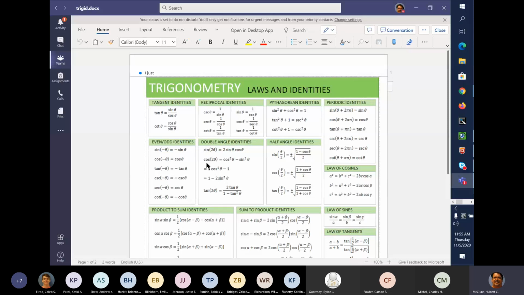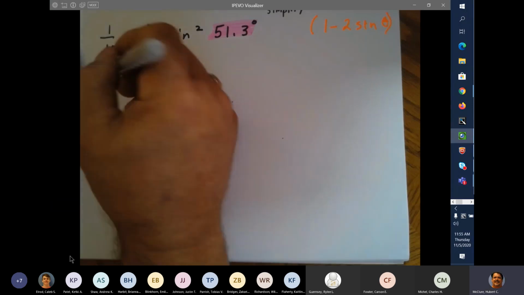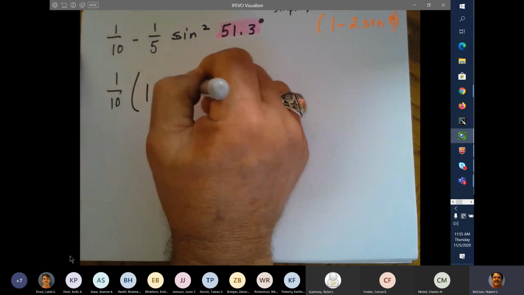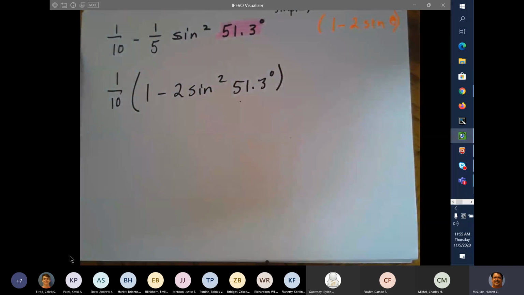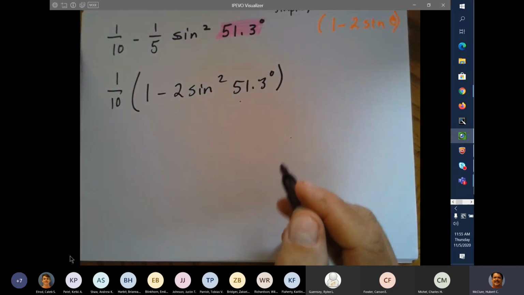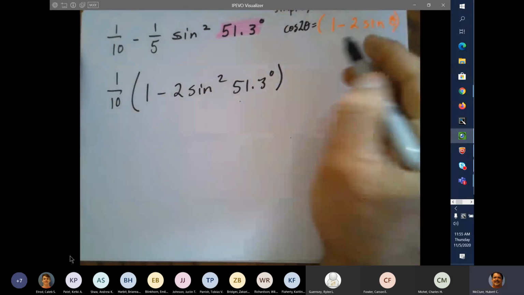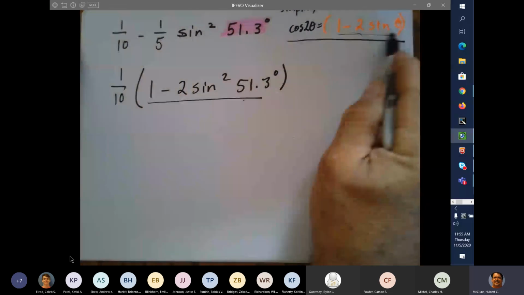And that's equal to the cosine of 2 theta. Okay? So we want it to look like one of those. So I'm going to factor out that 1/10. And when I factor that 1/10 out, I get 1 minus 2 sine squared of 51.3 degrees. Well, the cosine of 2 theta is equal to this. So this is equal to that.